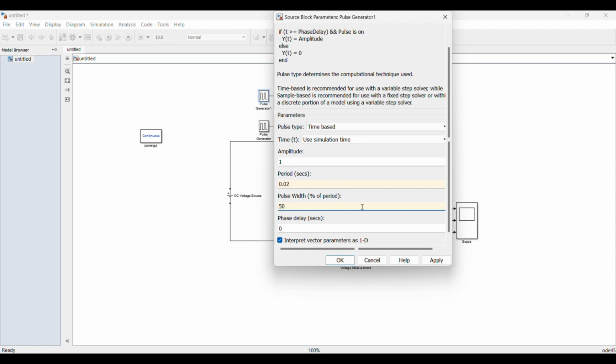Why 50%? Because in inverter design, maintaining a pulse width of 50% is often preferred due to its symmetrical waveform characteristics. The balanced duty cycle ensures equal on and off states within a defined period. That is the reason why we set pulse width 50%. So 50% on, 50% off.